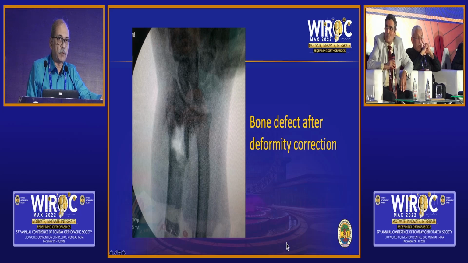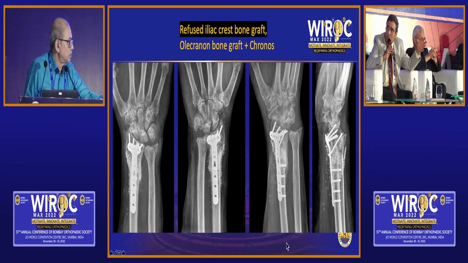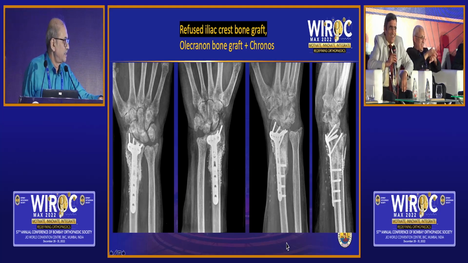And now the big problem was he had not consented for an iliac crest bone graft. He said, I don't want to have any painful area because he wants to attend a political meeting the next day after the surgery. So he was consenting for an olecranon graft or any other graft or even Kronos, but no iliac crest graft. Was this fixator assisted correction? No, it was two ward boy assisted reduction.